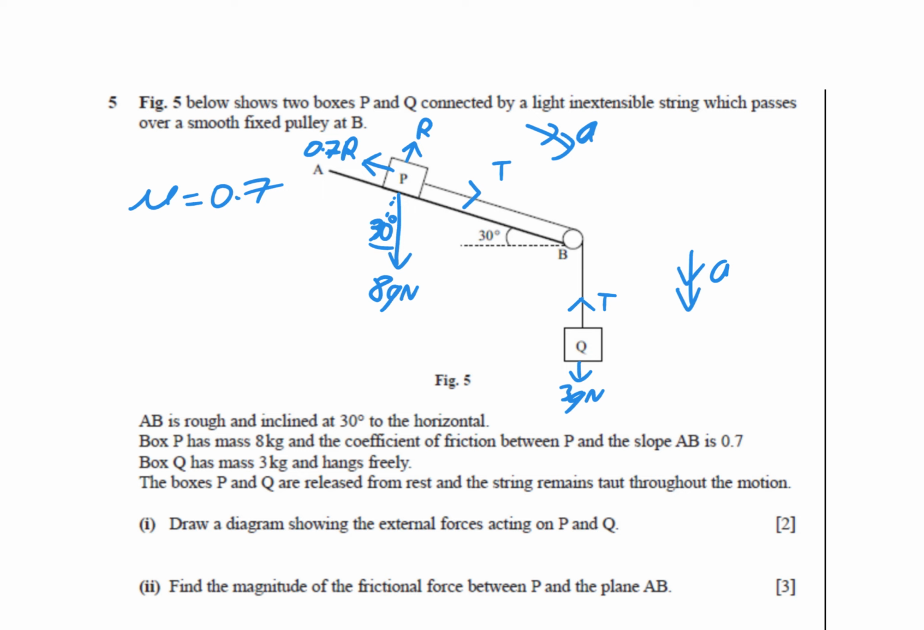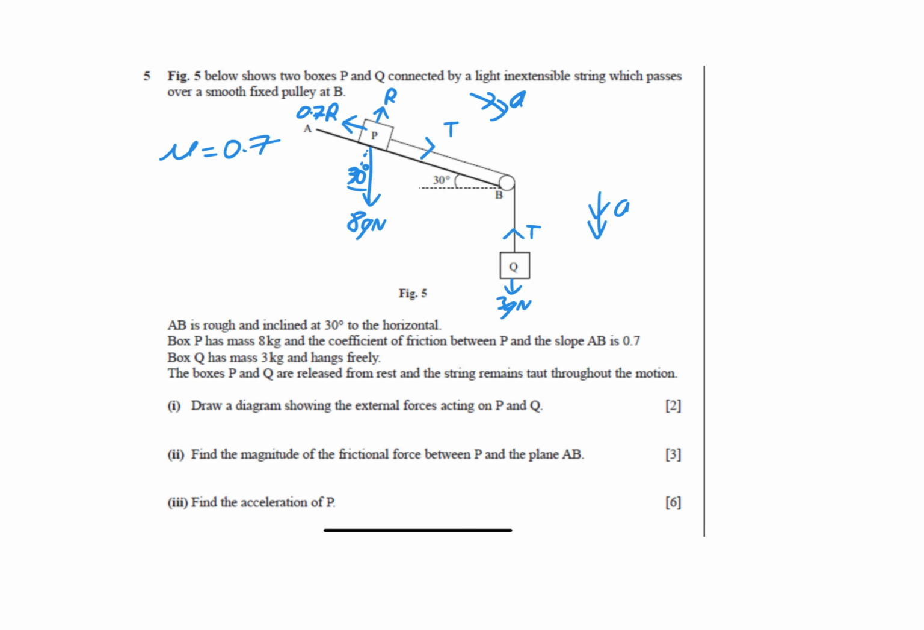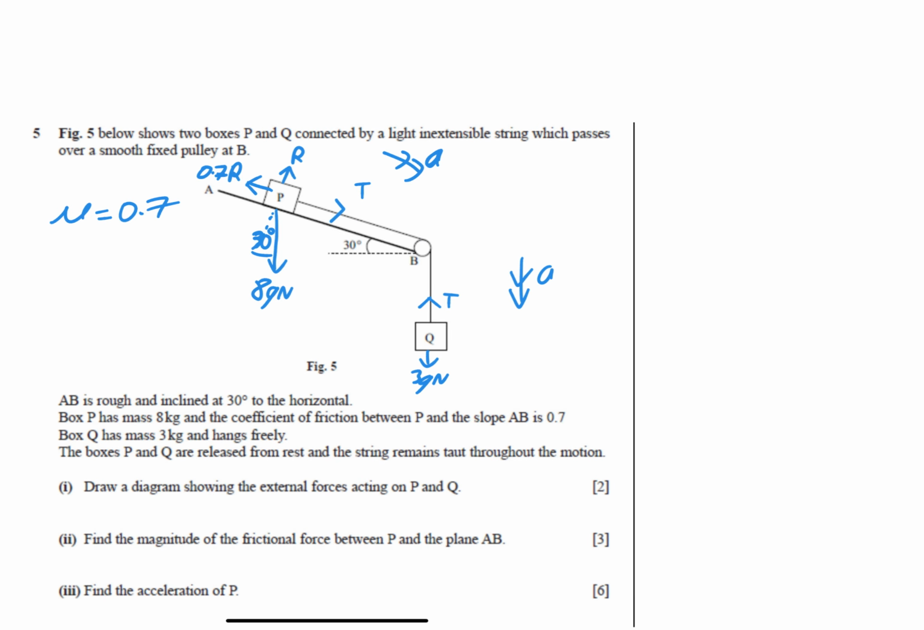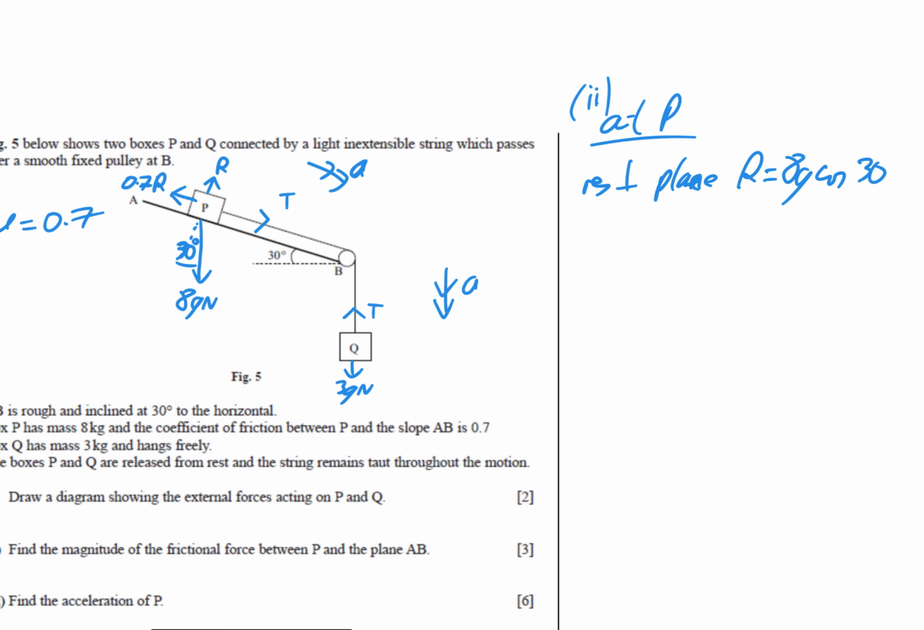Part two says find the magnitude of the frictional force between P and the plane AB. So basically we want to find mu R. I'll do this at the side here so that we can still see this. I'm going to look at P. First of all, I'm going to resolve perpendicular to your plane. And I'm going to get R is equal to 8g cos 30. Let's do that on our calculators. Bear with me, I've got to change my calculator into degrees mode. Make sure your calculator's in the correct mode.